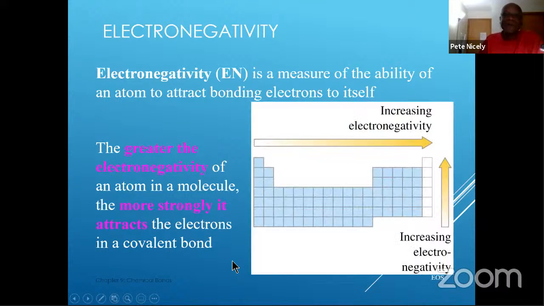So what you'll find is that if you look at different atoms in the periodic table, the trend in terms of electronegativity is that it increases as you go from left to right of any period and from bottom to top of any group, all right? So that's basically how the trends appear.